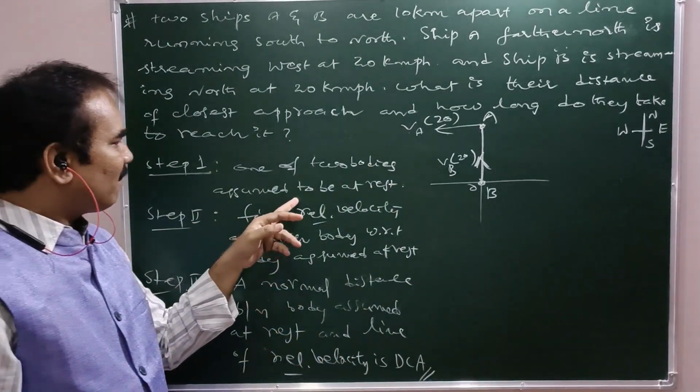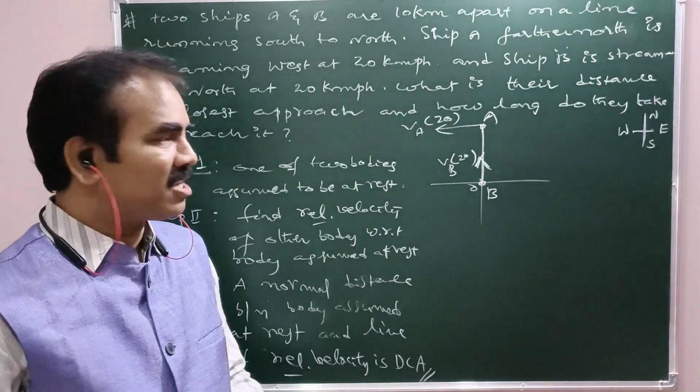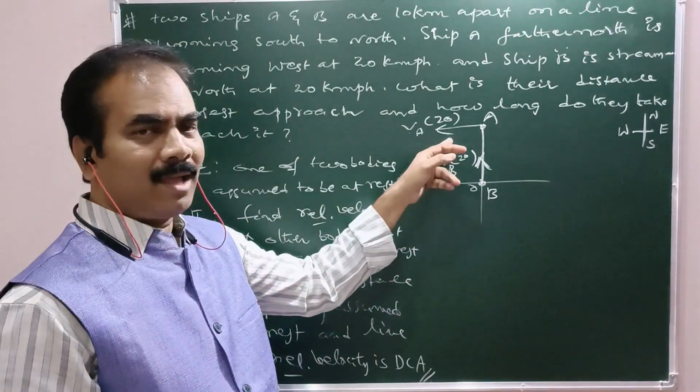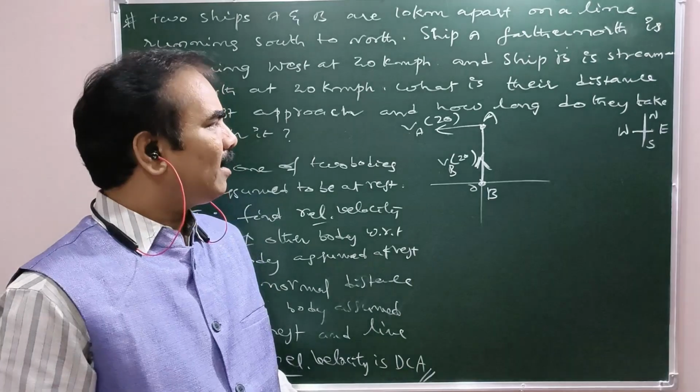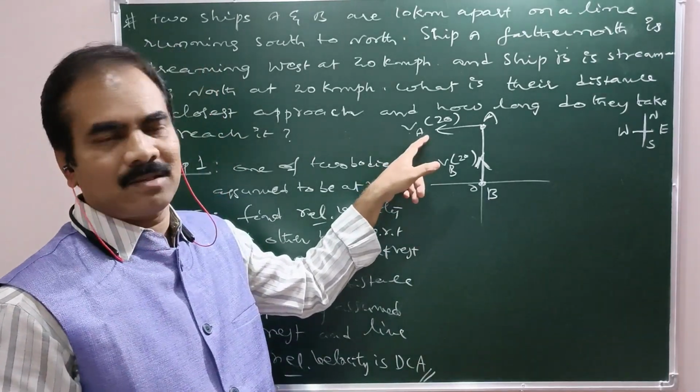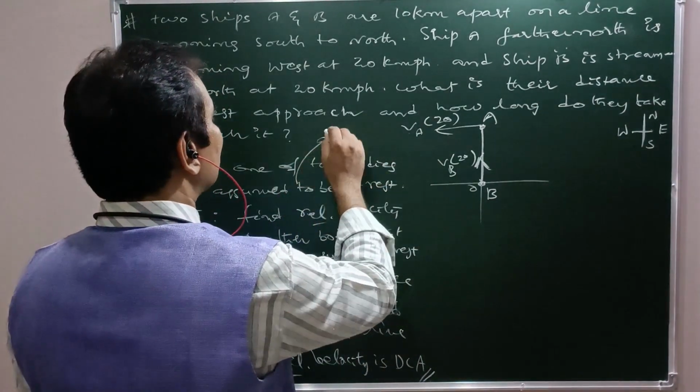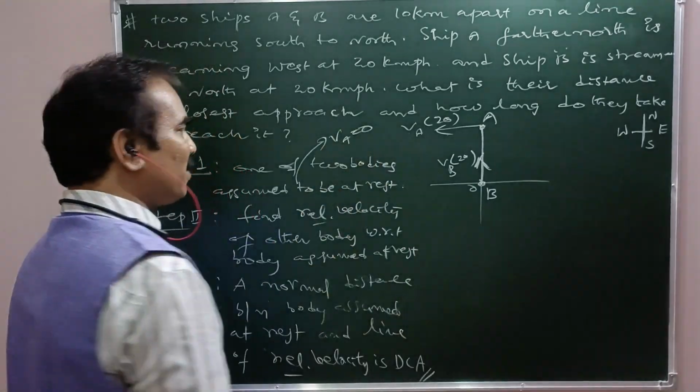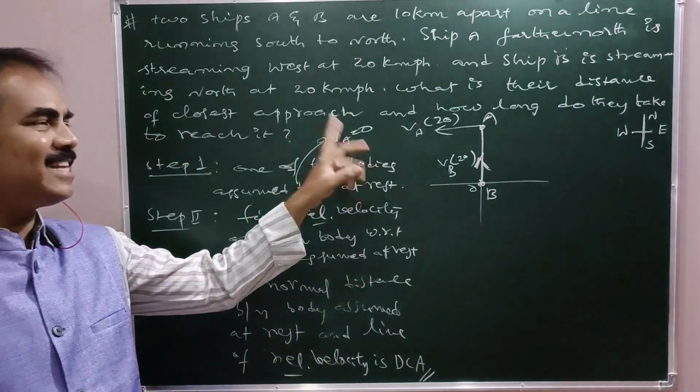What is the first step here? One of the two bodies is assumed to be at rest. Either B or A is assumed to be at rest. I am taking that A is at rest. So say A is at rest, VA is 0. First step is over. I assumed that A is at rest.